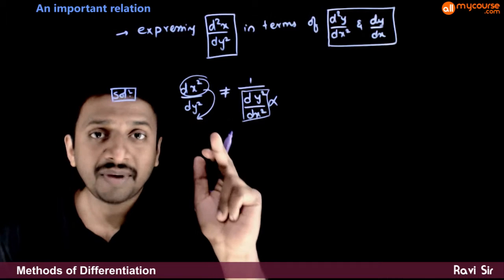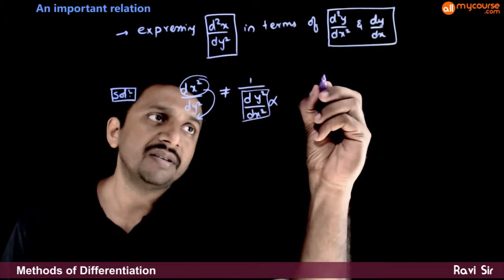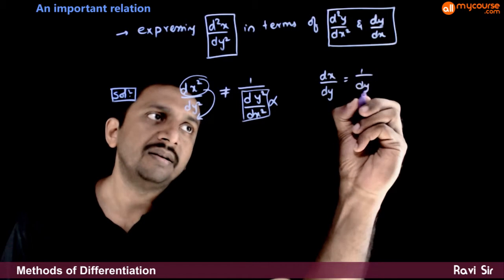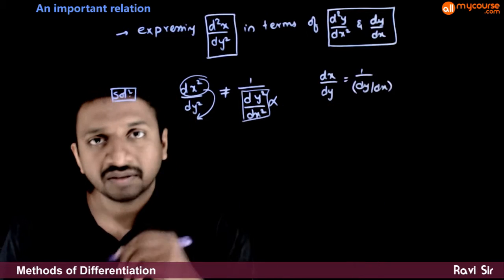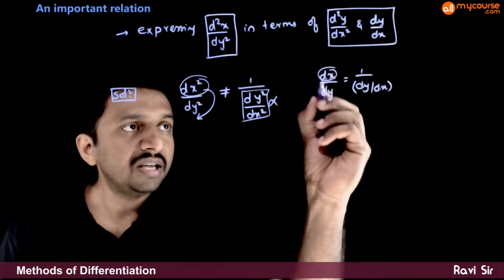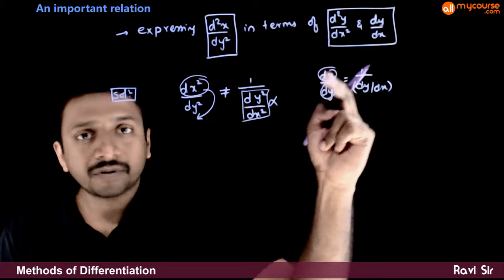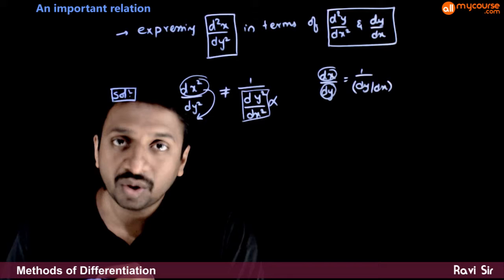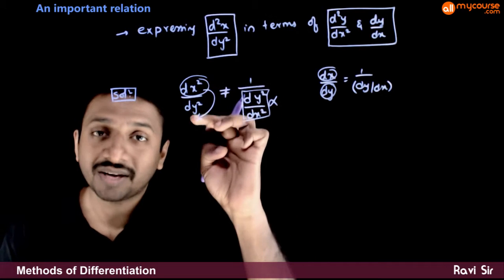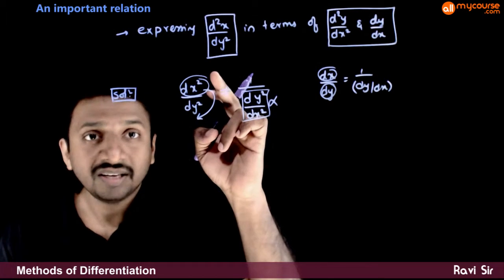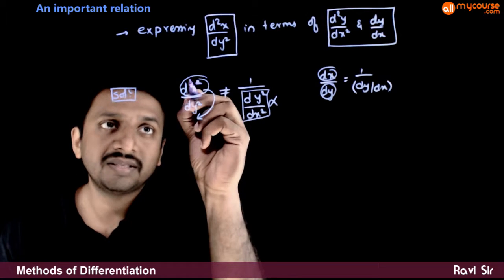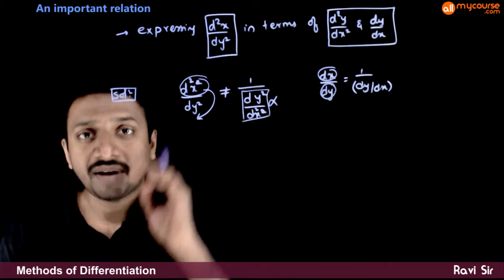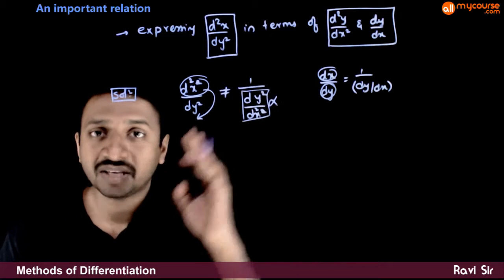So this same process can be applied for dy by dx. That is, if you have dx by dy, I can write it as 1 by dy by dx. I can do this because the first differentiation is a simple ratio of two numbers. But the second differentiation is not a simple ratio of two numbers. It's not the ratio of dx² and dy². d²x/dy² is not the same as 1 by d²y/dx².